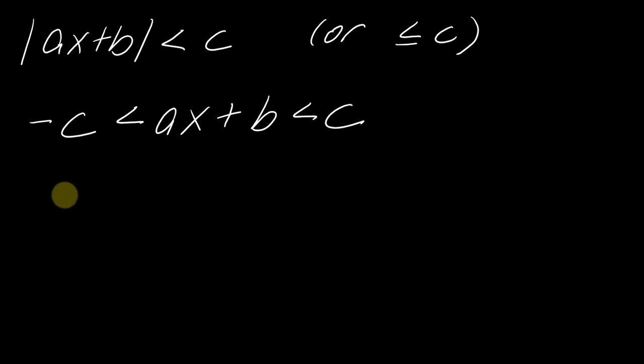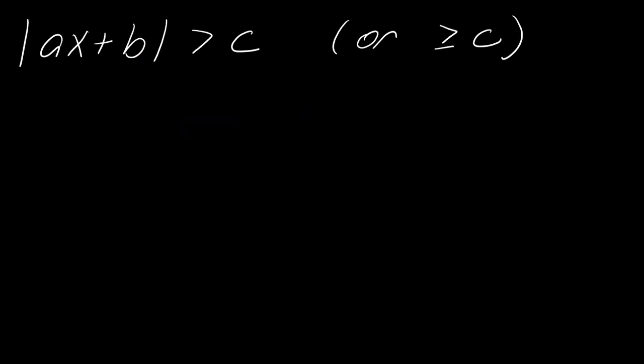It's negative c is less than ax plus b is less than c. So this part gets broken off onto both sides, and then one side is positive, one side is negative. Whatever sign you have here, you carry that down into here. So if this were a less than or equal to, these would be less than or equal to. So this is the setup, and then you can go from there to solve for x. So this is setup number one.